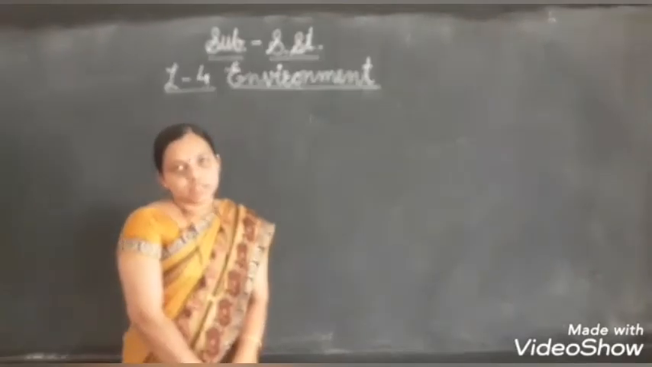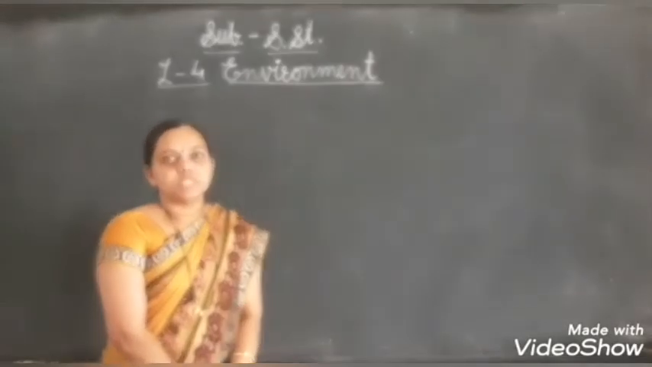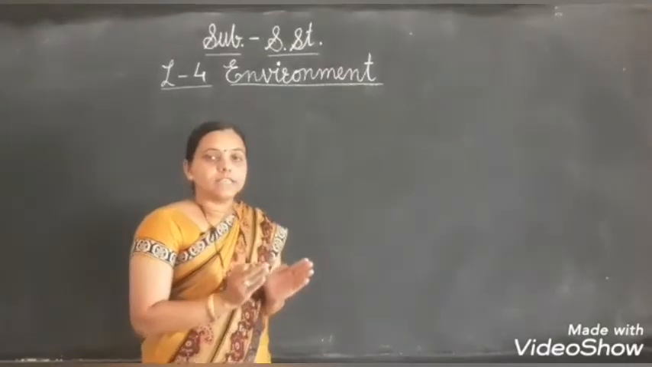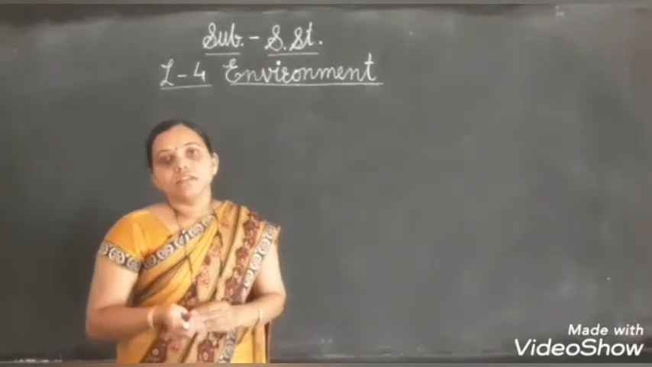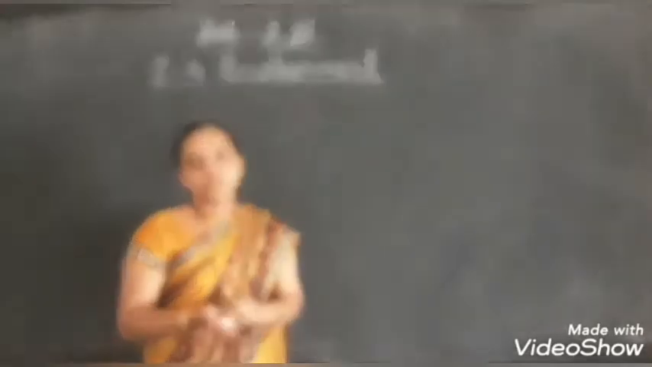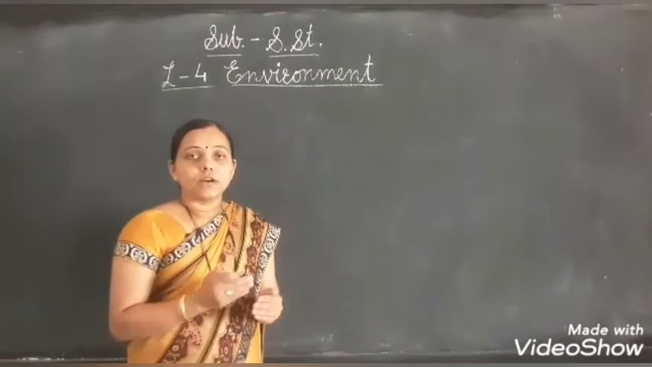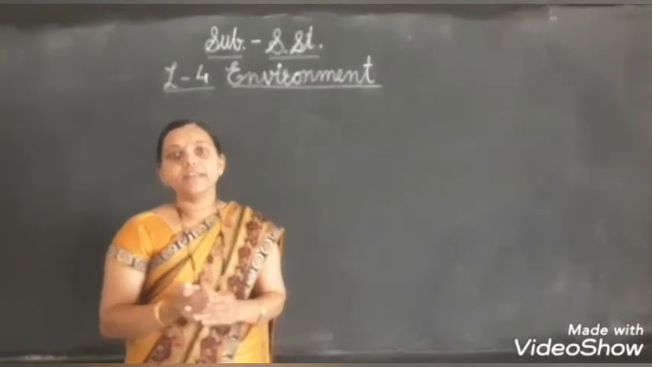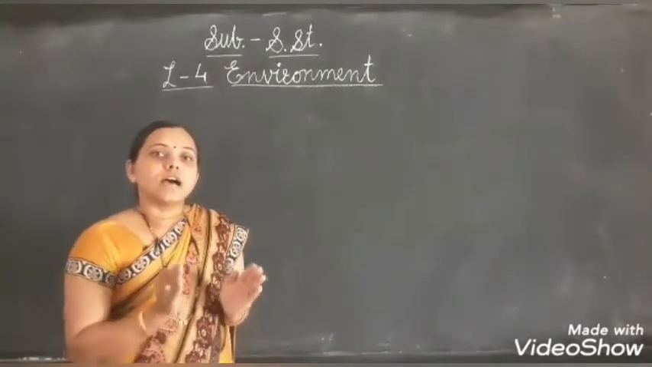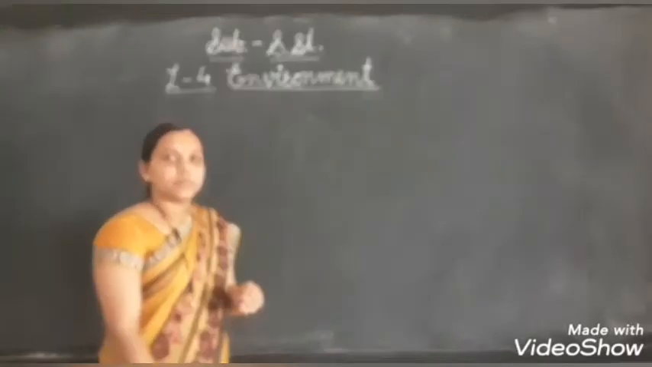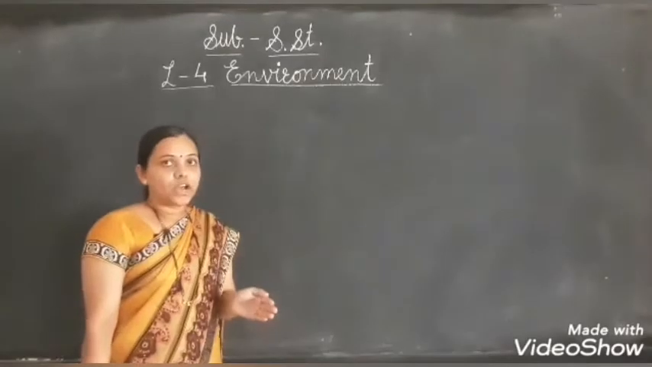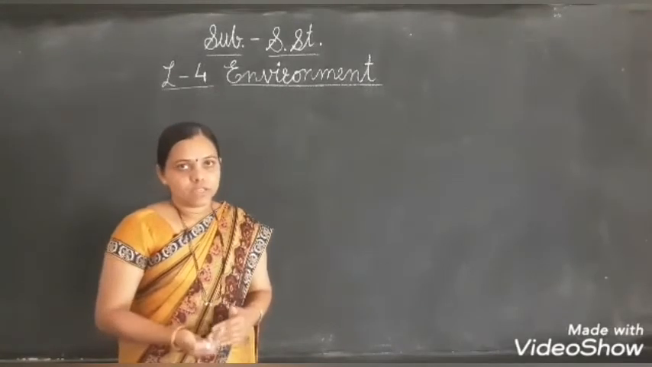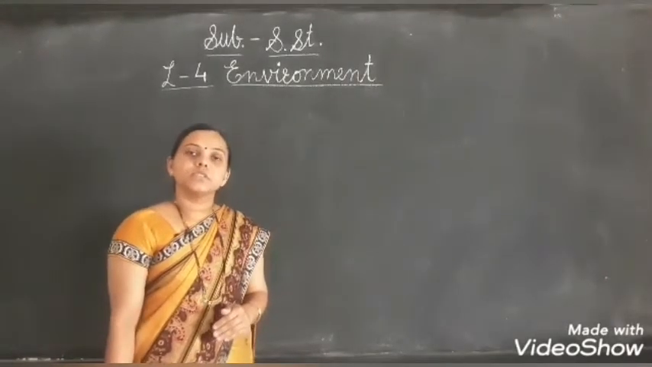Children, what is environment? Environment means the things you see in your surroundings, living things and non-living things such as humans, animals, birds, people, houses, buildings, land, water, air and light. These make up your environment. In your previous video you have learnt about water pollution and air pollution. Now today we are going to learn about land pollution and noise pollution.